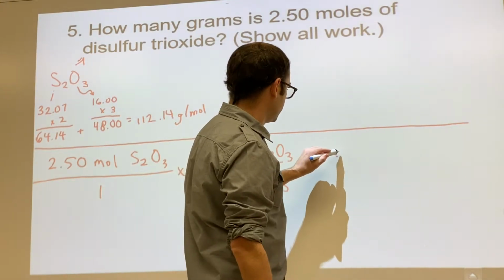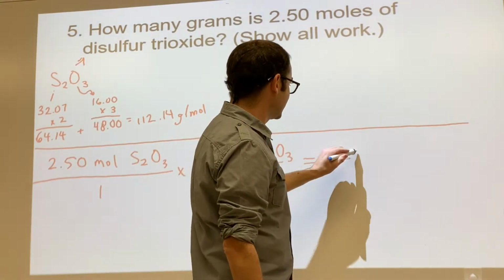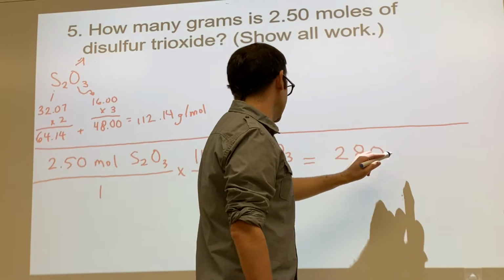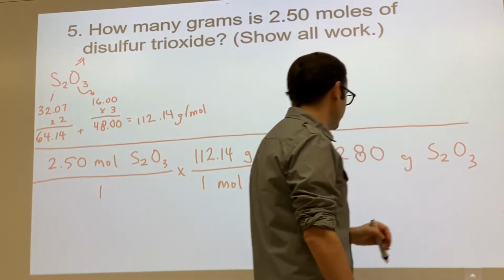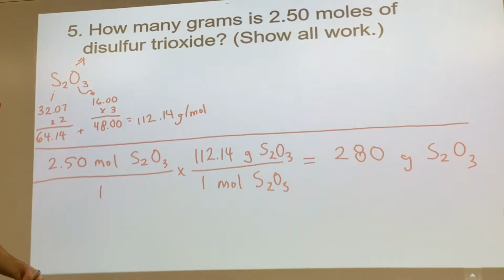280. Okay, so 280 S2O3, and then we need to talk about sig figs, right? How many sig figs should it have? 3. It should have 3, so that has 2, right?